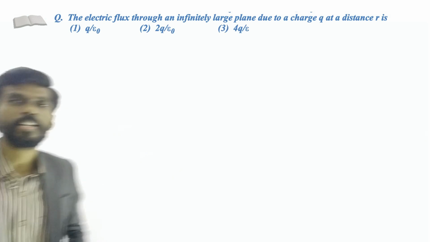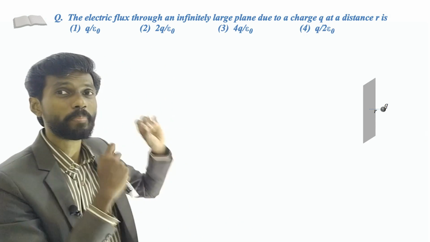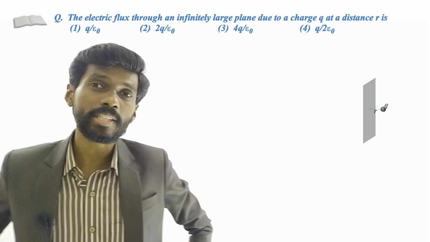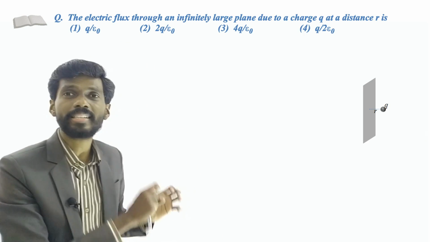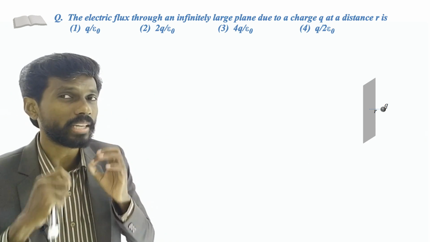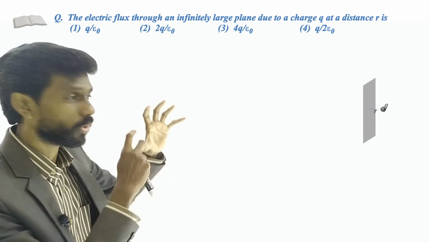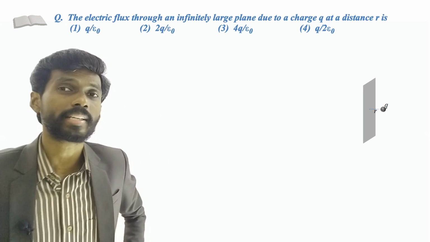The electric flux through an infinitely large plane due to a charge q at a distance r is. So here we will find the electric flux through an infinitely large plane. So the electric field here is due to a charge q placed at a distance r from the plane. So due to this charge q we have some electric field, and due to this electric field we have some electric flux through this surface. Alright, so let us find the electric flux.